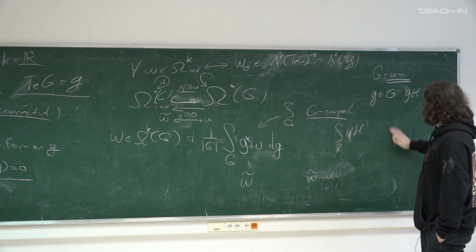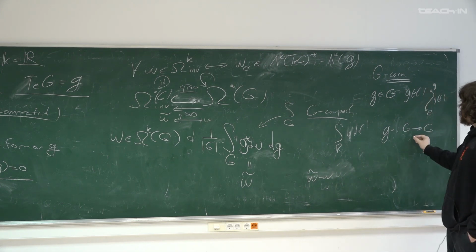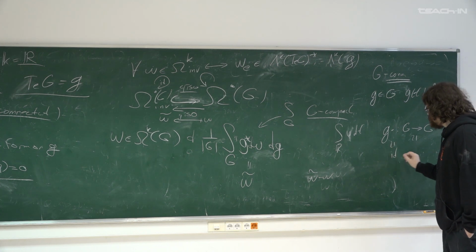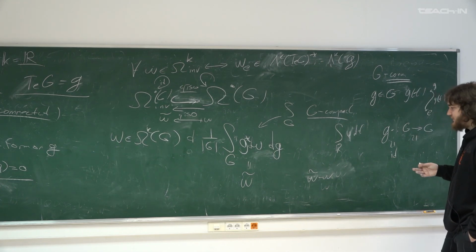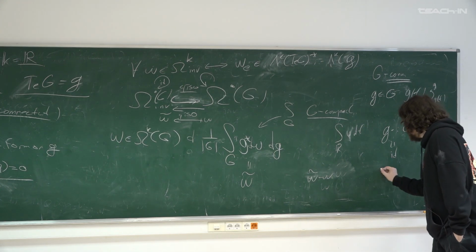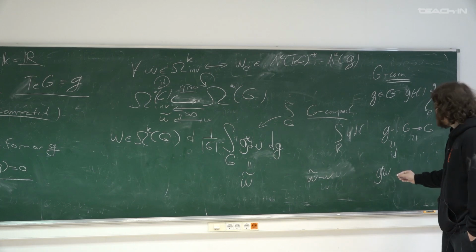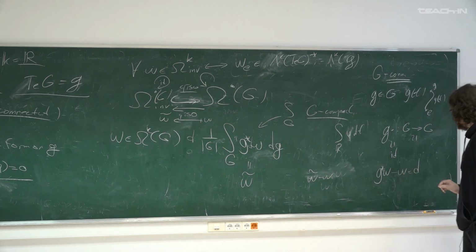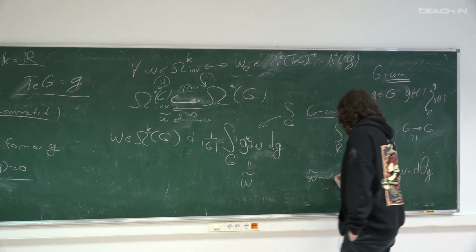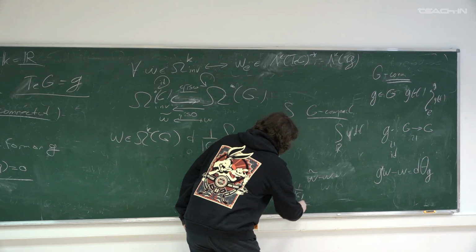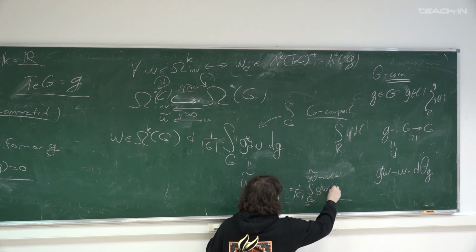This means that multiplication by g on G to itself is homotopic to identity. This means that by homotopy invariance of the de Rham cohomology, the pullback of omega is cohomologous to omega. So the difference minus omega will be the differential of some form depending on g. So what is this? It is 1 divided by the volume of G, the integral over G of pullback g minus omega.